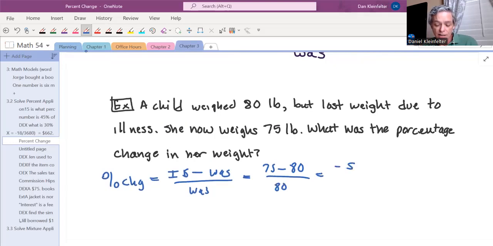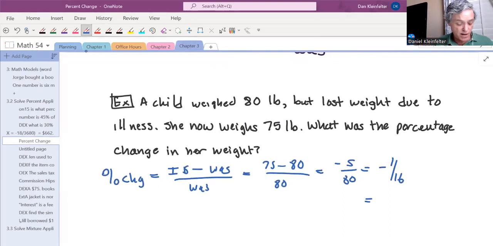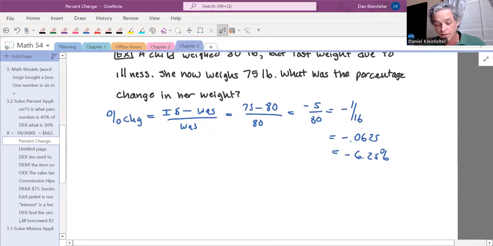So that's a decrease of 5 pounds out of 80. So 5 out of 80, that is 1/16. I'm going to turn that into a decimal, and from there into a percentage. That's going to be a decrease of 0.0625, or 6.25%. She lost 6.25% of her body weight due to the illness.